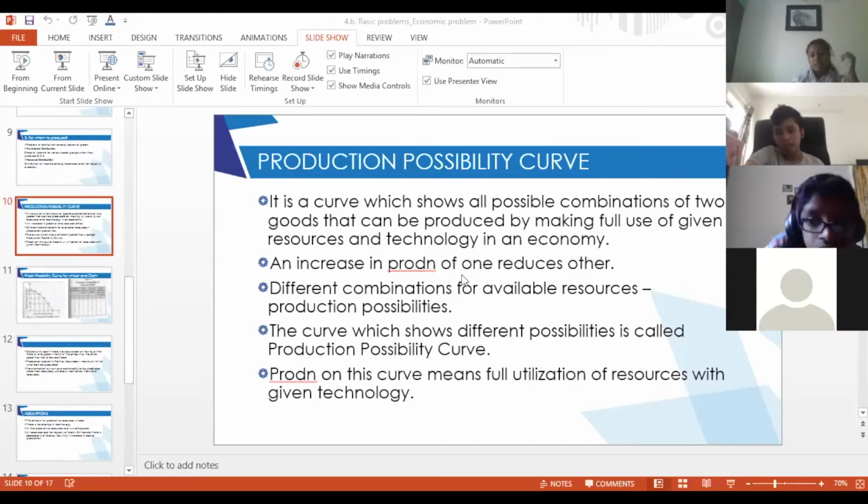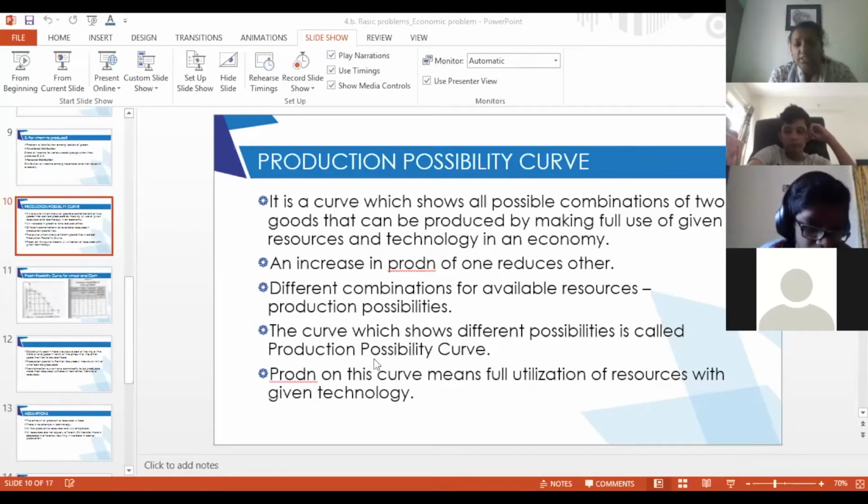If you increase the production of bread from 1 unit to 2 units to 3, you have to bring down the production of guns. It is not possible that production of gun remains at 8 units only, and you keep on increasing the production of bread. If one production increases, the other has to come down, right? Okay, ma'am.